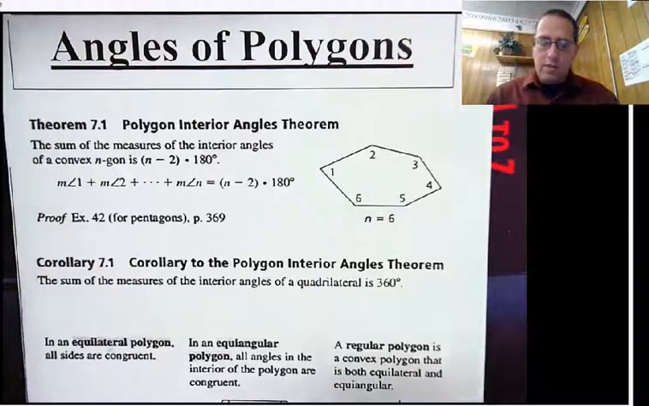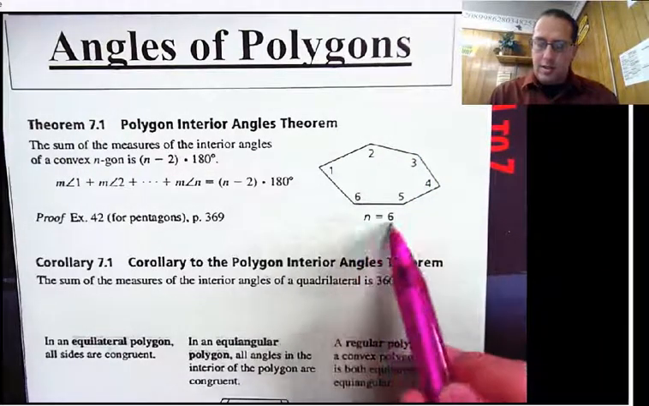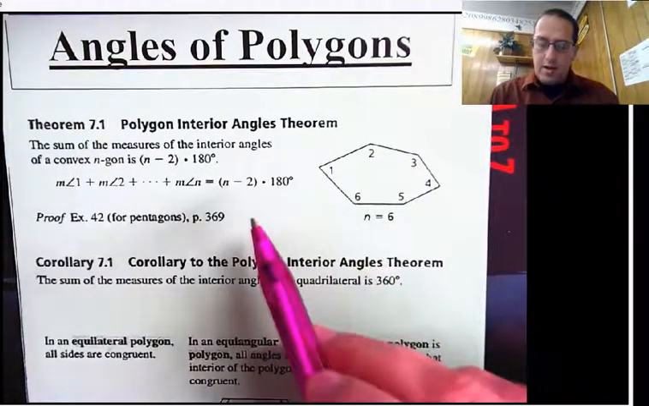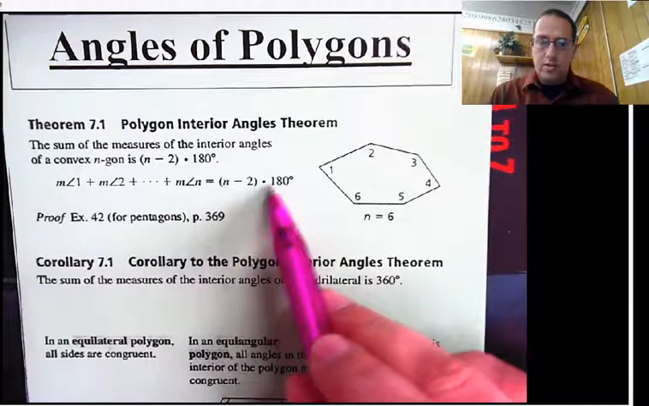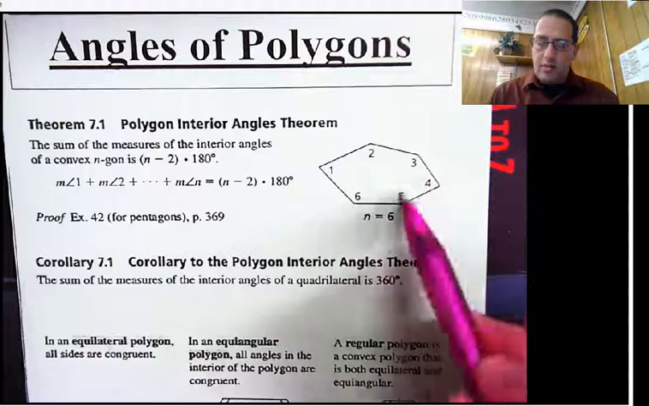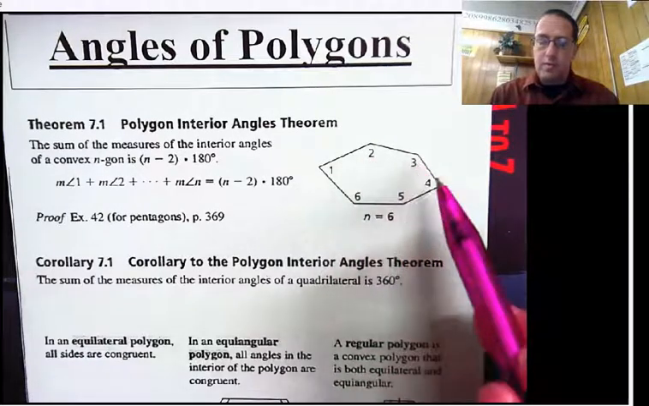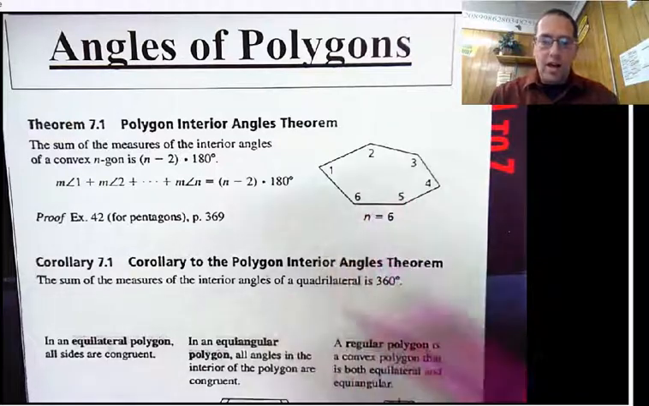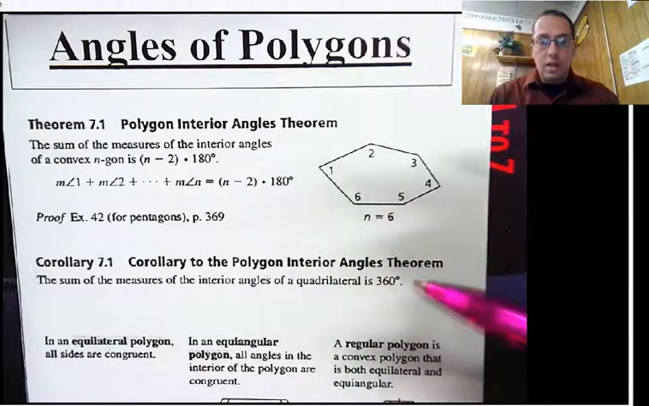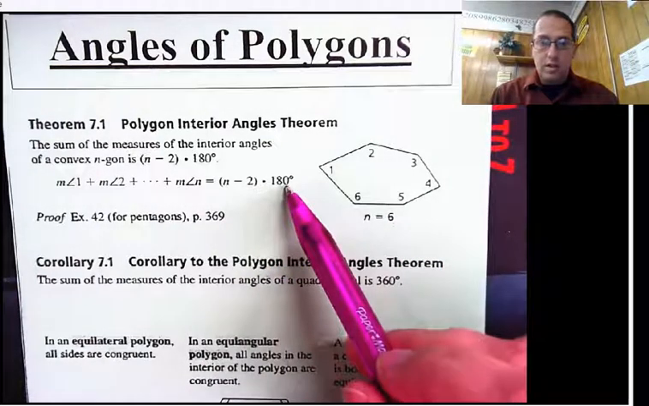So what this is saying is you take the number of sides, so in this case we have 6. So 6 sides minus 2 times 180, and that will give you what all of these angles add up to. All right, so we take the measure of angle 1 plus the measure of angle 2 plus measure of 3, 4, 5, 6, add them all up. That's going to equal (6 minus 2) times 180 degrees.